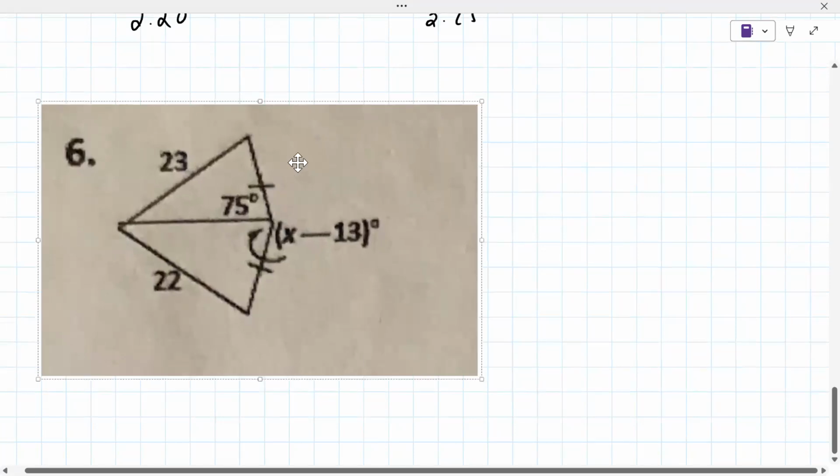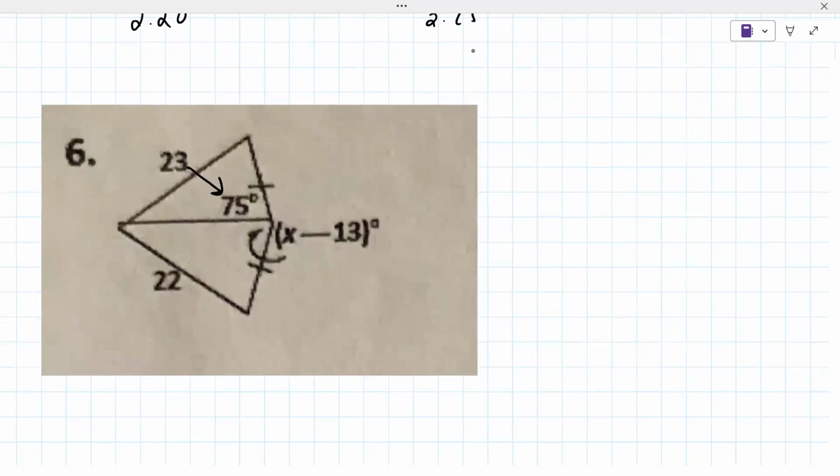Okay, so these are going in reverse now. It's like, which is the bigger side, which is the bigger angle? Is 23 bigger or is 22 bigger? 23. So that means it's bigger. 75 is going to be bigger than x minus 13. So you have to be able to solve this.